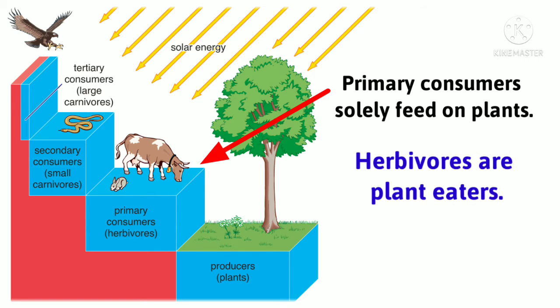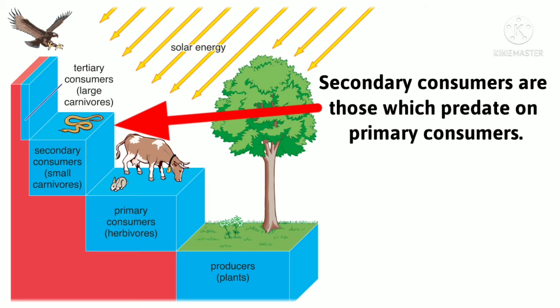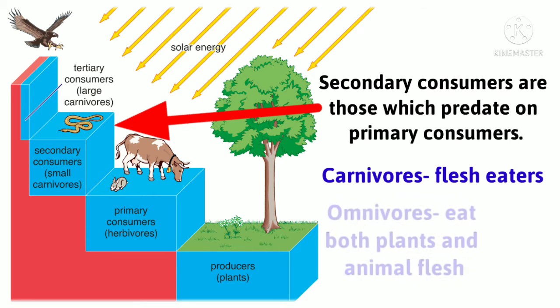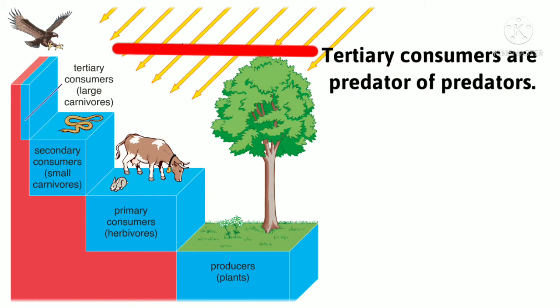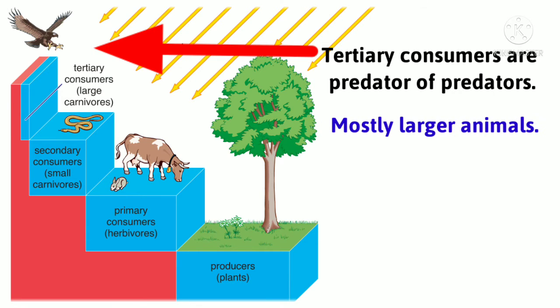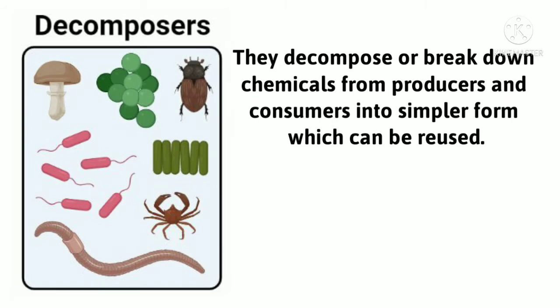Primary consumers solely feed on plants. Herbivores are plant eaters like grasshopper, rabbit, and goat. Secondary consumers are those which predate on primary consumers. They are carnivores, which are flesh eaters like hawk, tiger, and lion, or omnivores, which eat both plants and animal flesh like humans. Tertiary consumers are the predators of predators. They are mostly larger animals.